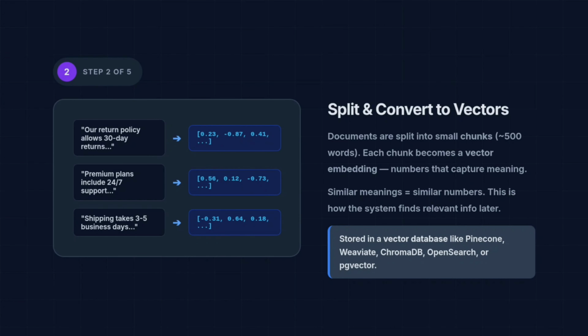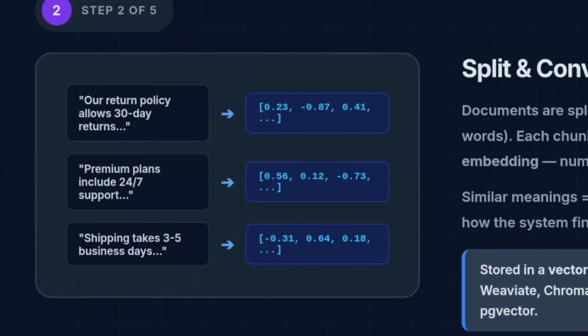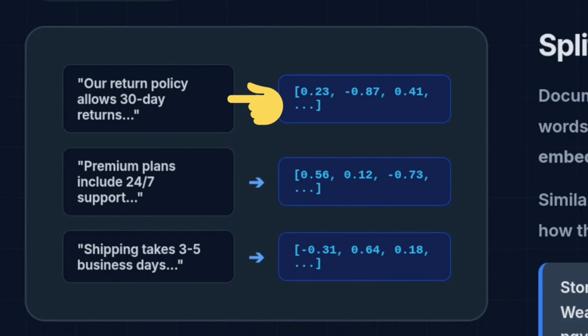Now, here's where the magic starts. We split every document into small pieces called chunks. Think of each chunk as one paragraph or one idea, roughly 200 to 500 words each. Then each chunk is converted into a list of numbers called a vector embedding by an embedding model. Those numbers capture the meaning of that text.